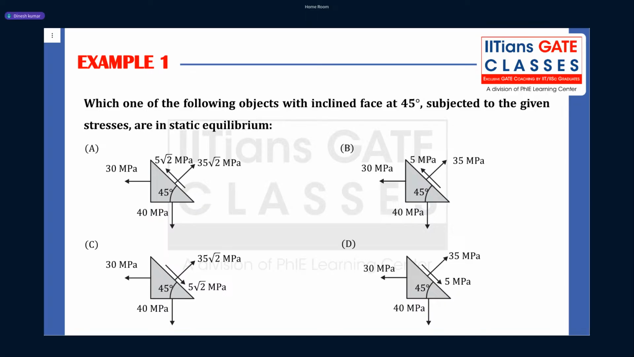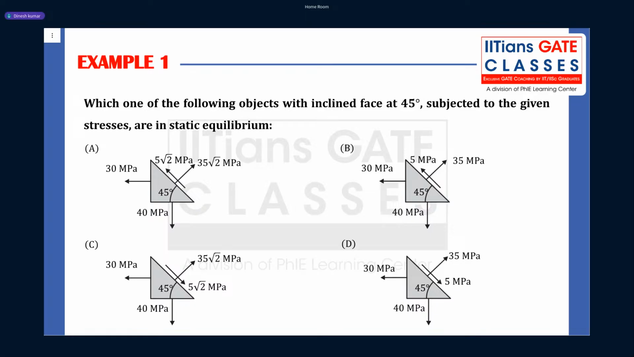Yeah, guys. So somebody told A is the answer, somebody told D is the answer. So what is the correct answer, and how to solve this question? Anybody? Can anybody tell me how to solve this question? It is a simple question, right? It has come in the GATE Aerospace paper.